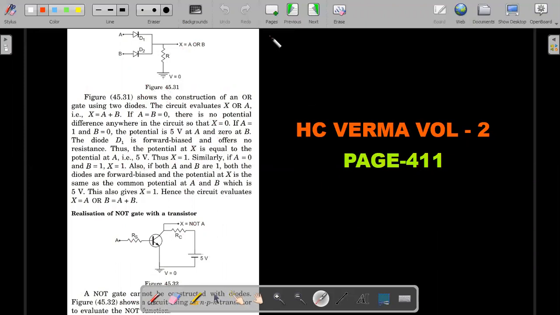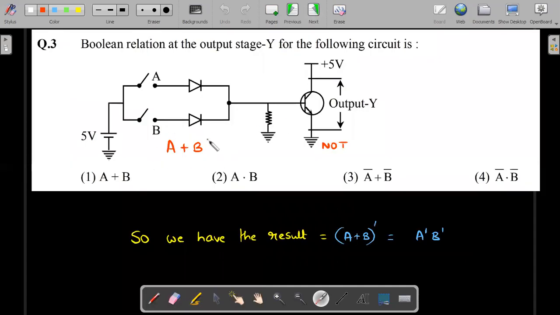So it would be a sequence of OR and AND here. So this would be OR, A plus B, and this is a NOT gate. Sorry, I said an AND, it should be a NOT gate. So the result is A plus B, and then you take a NOT of that.